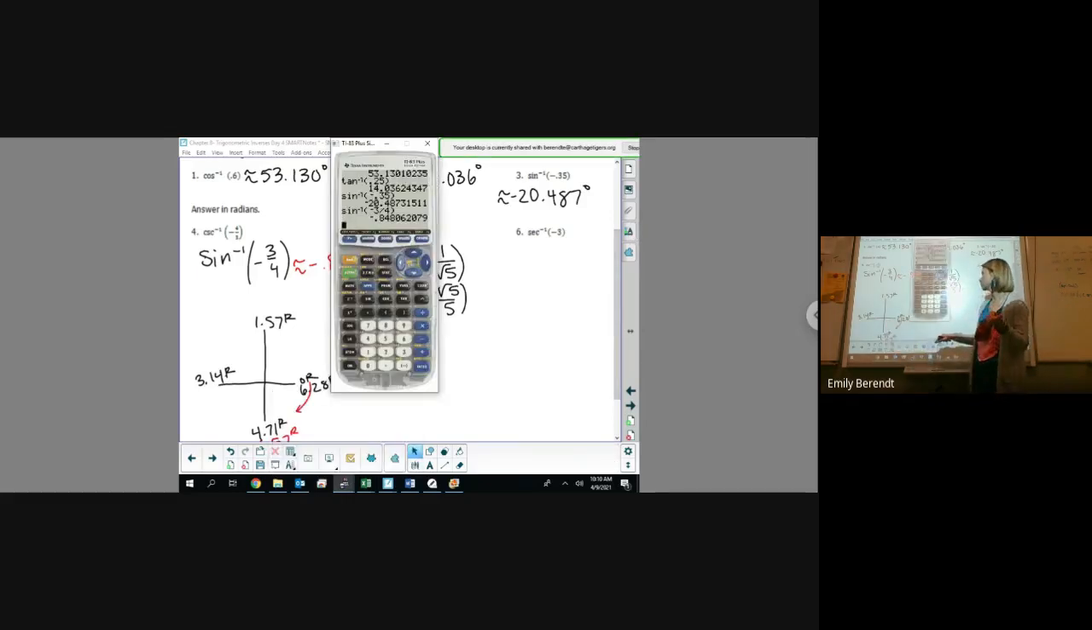So you've got the inverse tangent of what type of a ratio? Positive. So your answer should come from what quadrant?